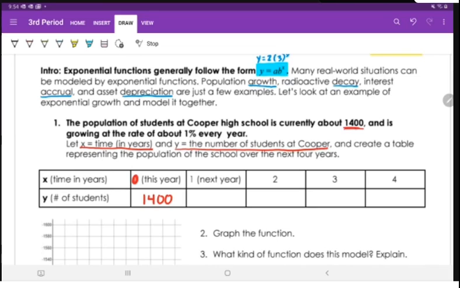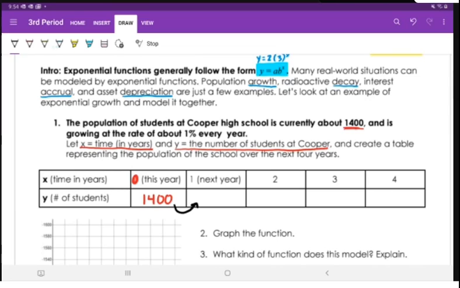But here comes the math. To go to the next year, we have to figure out how to add 1%. So can anybody think of how we would figure out what 1% of 1,400 is? If you had to find 1% of something. Rebecca says multiply by 0.01. That is perfect. That is exactly what I would do.